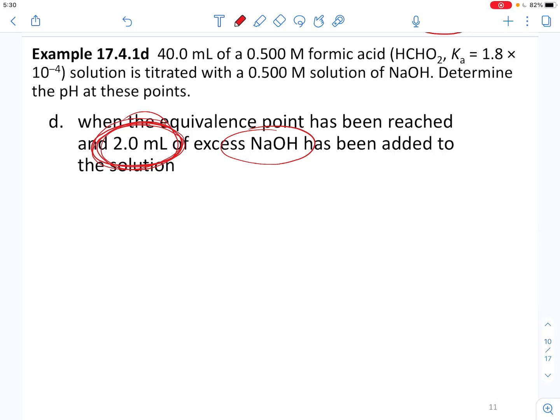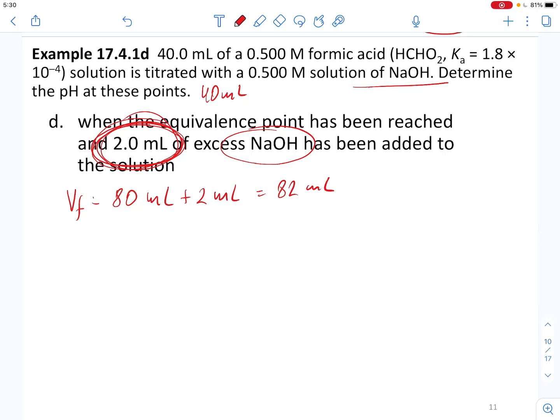So we can actually use the dilution equation. But remember that to get to the equivalence point you had to add 40 milliliters of the sodium hydroxide. So it's 2 milliliters after you have added those 40 milliliters. So your final volume is going to be your 80 milliliters that you had at the equivalence point plus the 2 milliliters extra that you are adding after reaching the equivalence point. So your final volume is actually 82 milliliters.